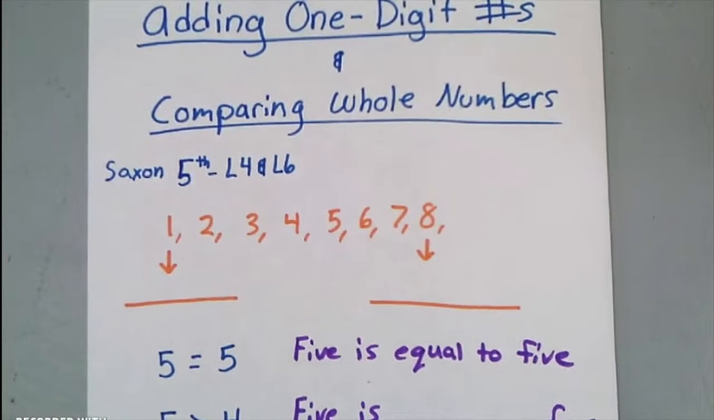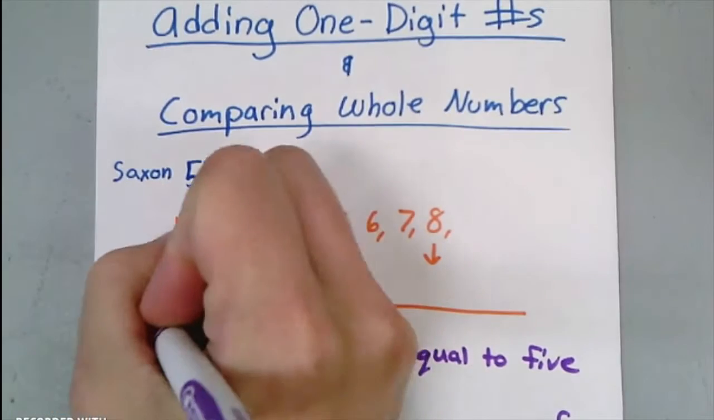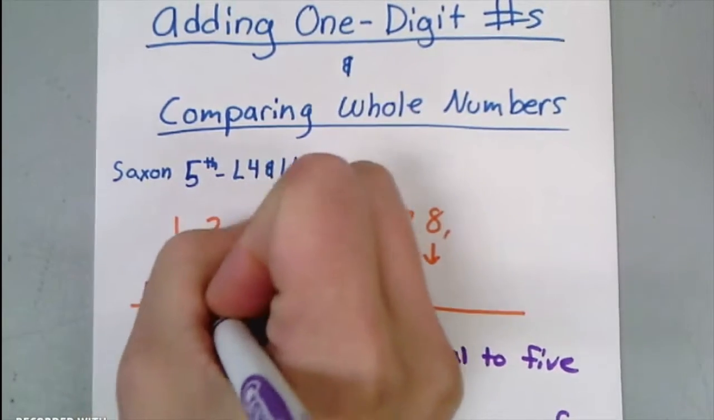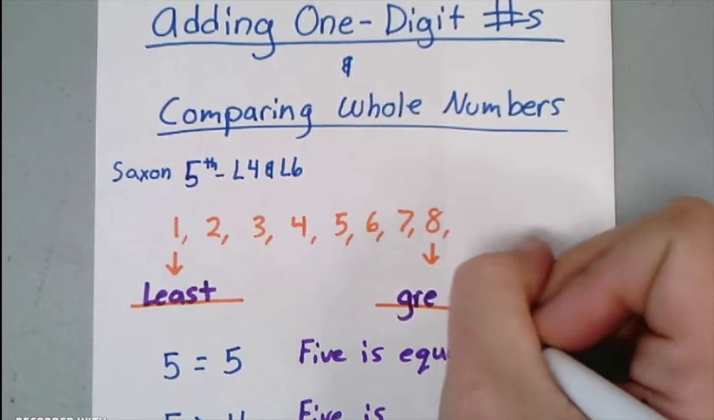On your notes sheet, if you do not already have one, make sure you get one from the table. And on your notes sheet, you're going to fill in those two words. So 1 would be the least, and 8 would be the greatest.